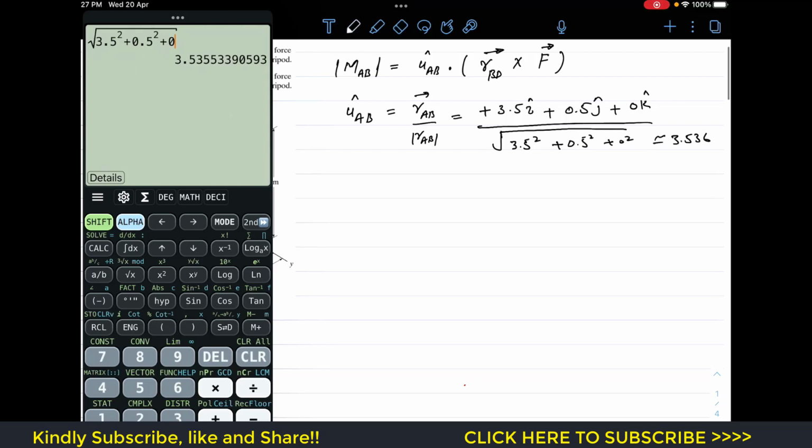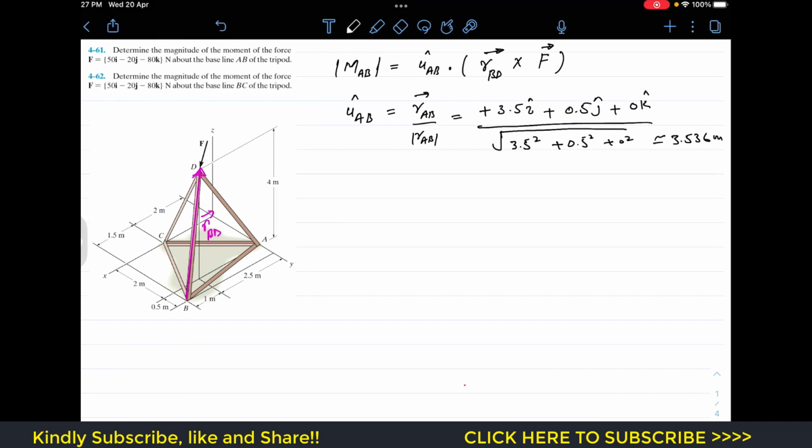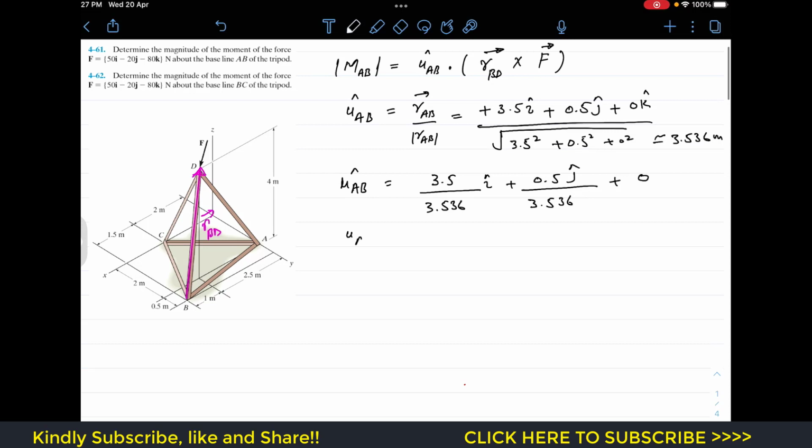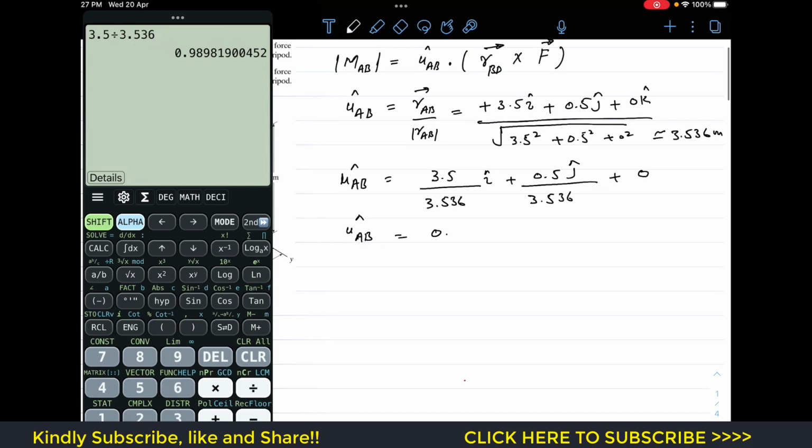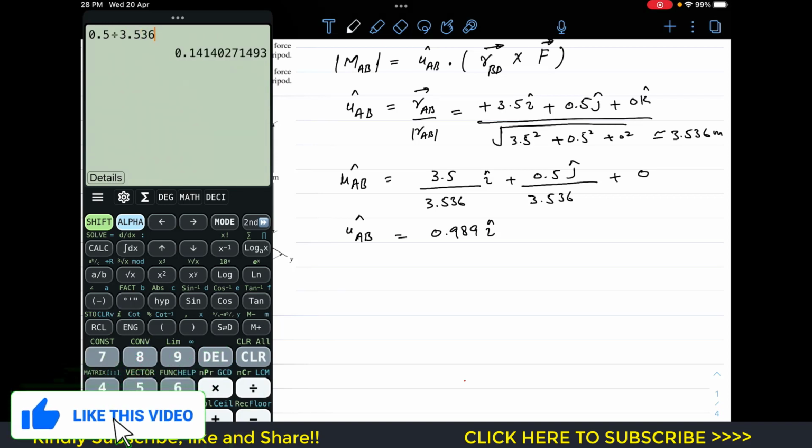This magnitude is in meters. Now we can say that the unit vector from A to B is equal to 3.5 divided by 3.536 i plus 0.5 divided by 3.536 j, and 0 divided by 3.536 will give us 0. So 3.5 divided by 3.536 gives us 0.989 i, and 0.5 divided by 3.536 gives us 0.141.